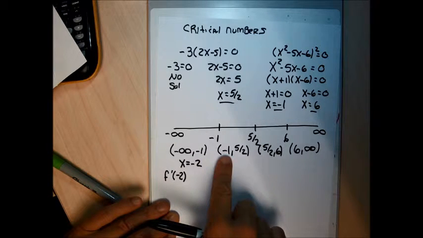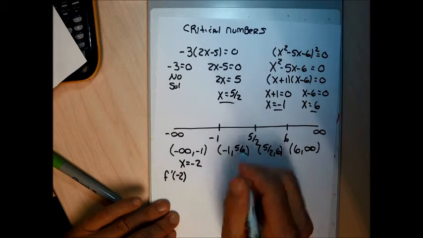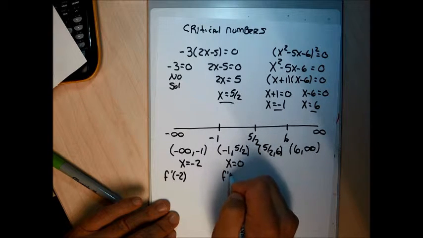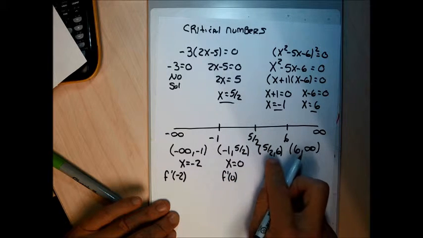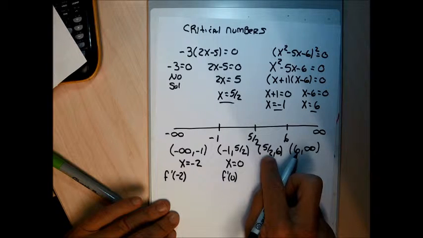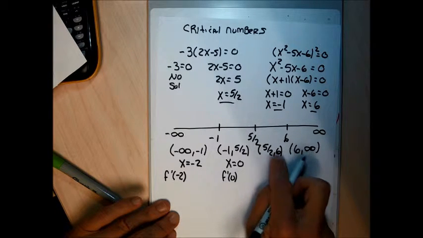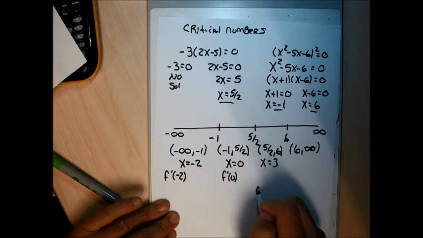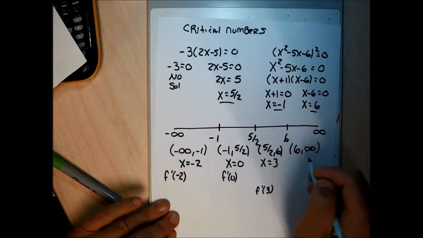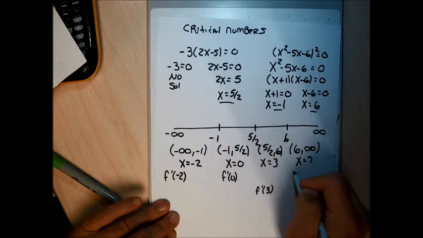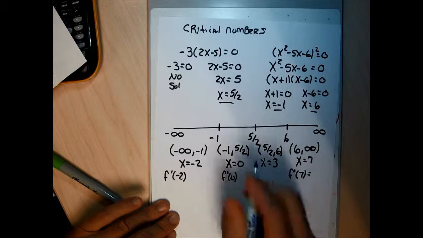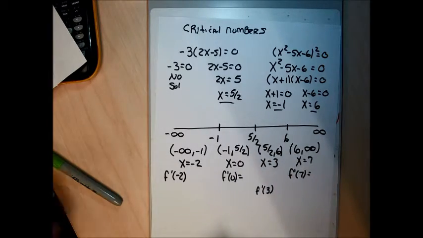The second interval starts with a negative number, ends with a positive number. I can check 0 in that interval, so I'll find f prime of 0. The third interval goes from 5 halves, which is 2.5, to 6, so I need to pick a number in between 2.5 and 6. I'm going to pick 3 for that interval. And the last interval, I'm going to pick x equal to 7. The only reason I wrote this lower is because I didn't know how much room I had to write what I needed to write.